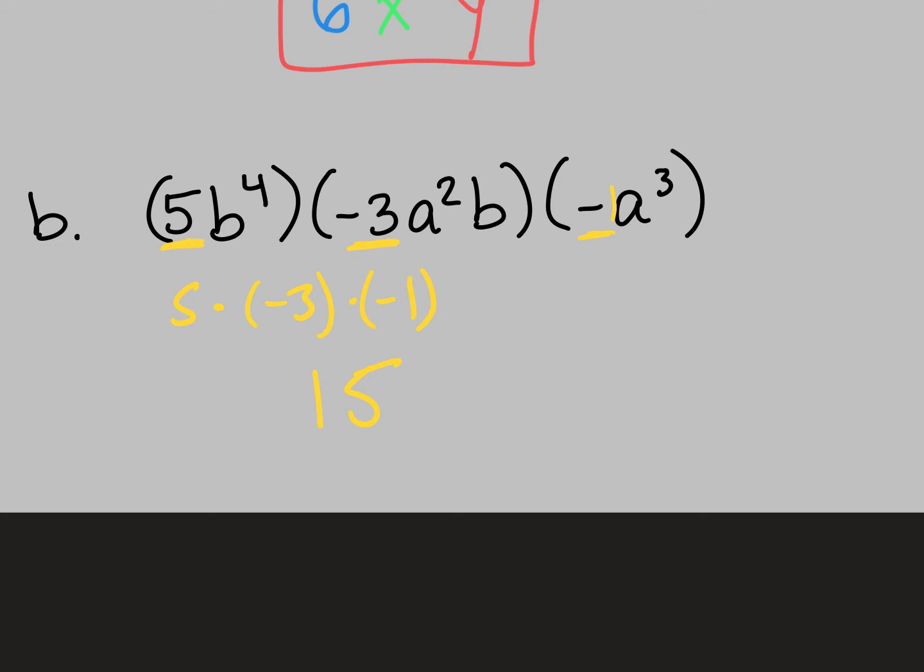Why would I want to multiply a before b? Alphabetical order. So I'm going to multiply a squared times a cubed. So a to the 2nd power times a to the 3rd power. What do I do to the exponents? Add them. So 2 plus 3 is 5.